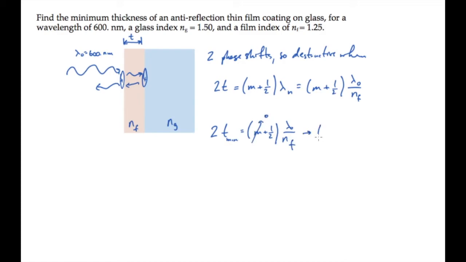Solving for T min, we see that it equals the vacuum wavelength divided by 4 times the index in the film. Substituting values and calculating gives us 120 nanometers for the minimum thickness of the anti-reflection thin film coating.